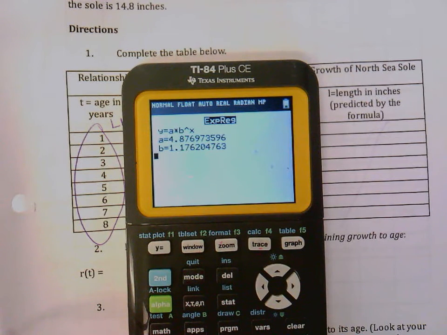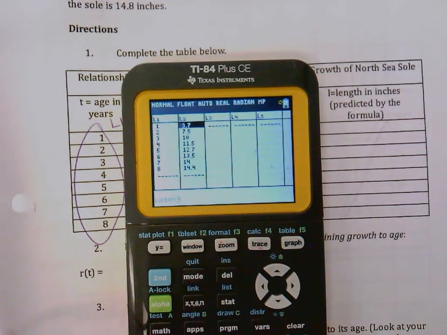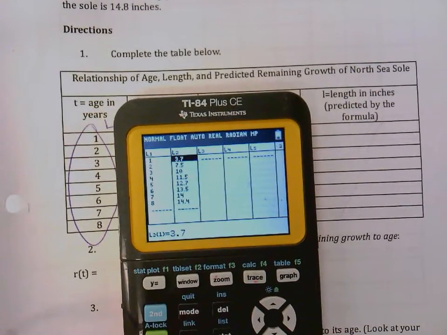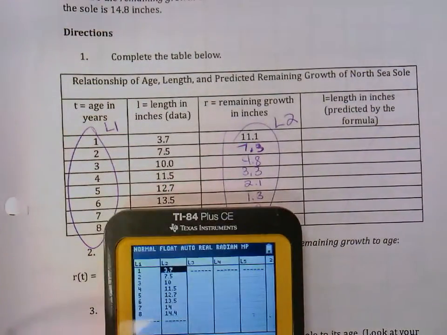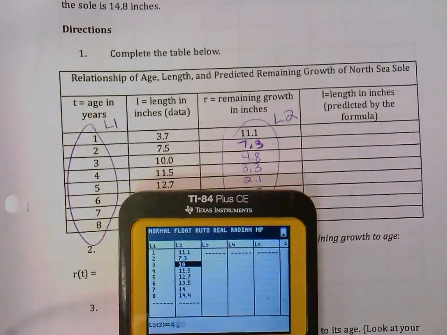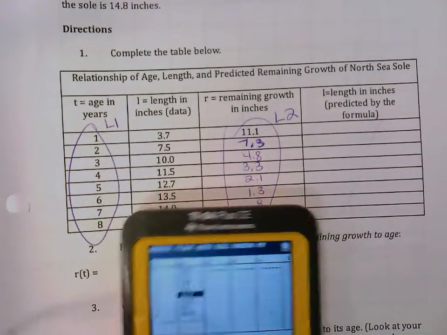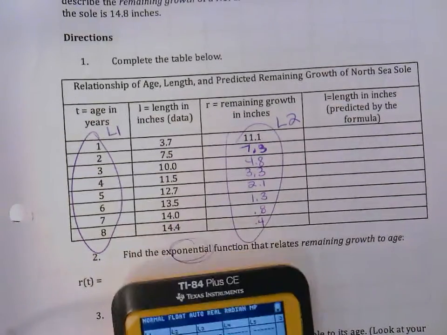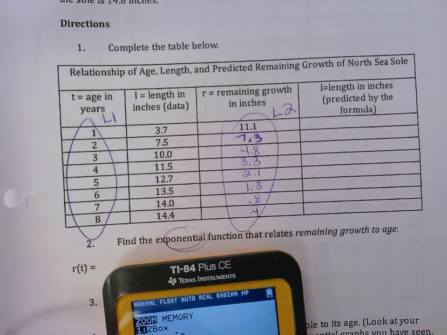Is this what you guys got? 4.8 times 1.17? I don't know. Stat edit. Oh, whoops, remaining growth, I entered the wrong set of data. One second. 11.1, 7.3, 4.8, 3.3, 2.1, 1.3, 0.8, 0.4, zoom 9. Okay, there we go.